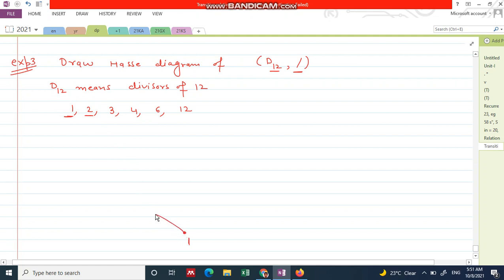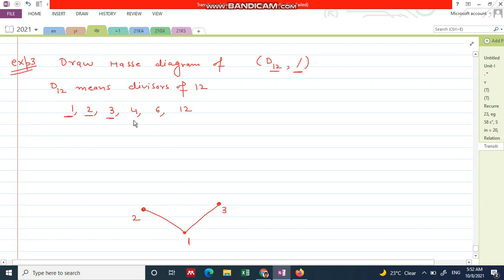1 divides 2. Okay. What is the relationship between 1 and 3? 1 also divides 3. But does 2 divide 3? No. As 2 does not divide 3, there is no connecting line between 2 and 3.